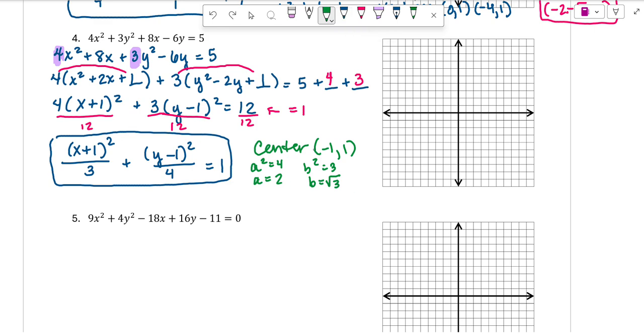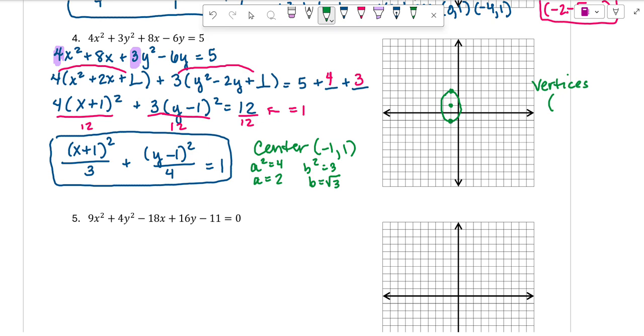Okay, so let's start graphing this ellipse. We have -1, 1 as our center, and then we're going to go up 2 from there and down 2 from there for our major axis. Our minor axis, square root 3, is just going to be a little bigger than 1, but less than 2. So it looks something like that. Okay, so the vertex points, or vertices, we can look on the graph for.